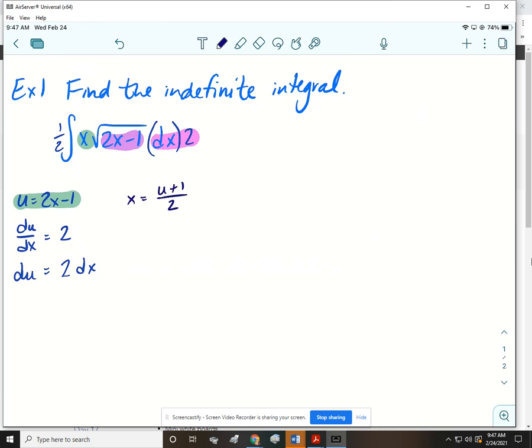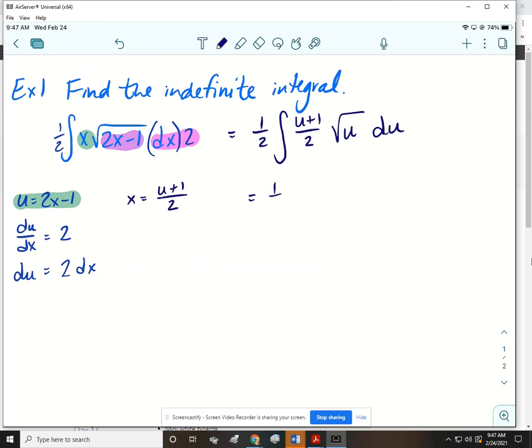Okay, so then I can go ahead and change all of my x's to u's. So I still have the 1/2 in the front. In the place of x, I'm going to write what I just found, (u plus 1) over 2. Then I have the square root. In the place of 2x minus 1, I put u. And in the place of 2 dx, I put du.